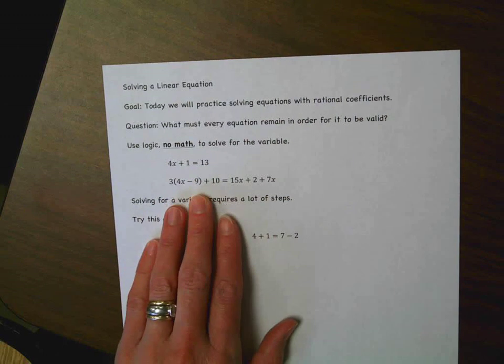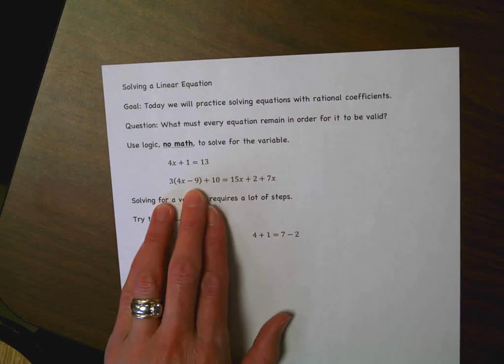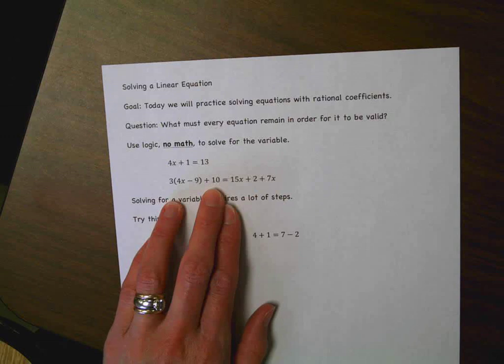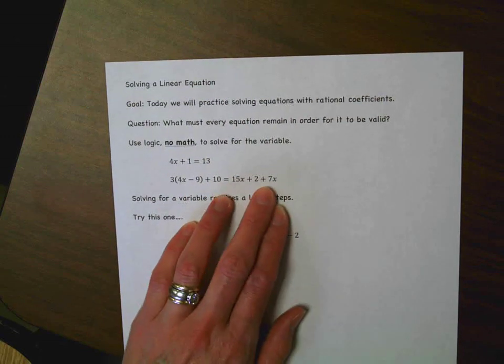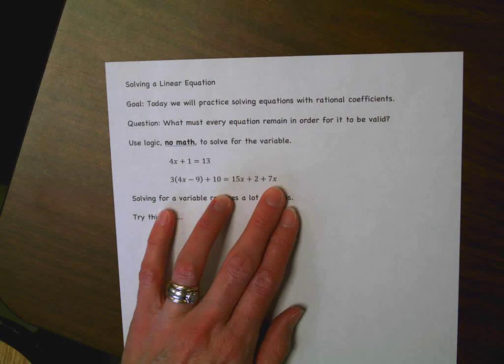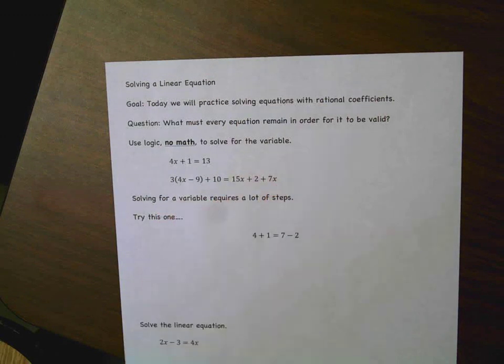All right, now the next one is a little bit more tricky. We have 3 times the quantity of 4x minus 9, add 10 to that. That is all supposed to be equal to 15x plus 2 plus 7x. Trying to figure that one out in your head is a lot more complicated. The whole point of this lesson is to teach you that sometimes mental math is very doable, and other times mental math is completely overwhelming and daunting.